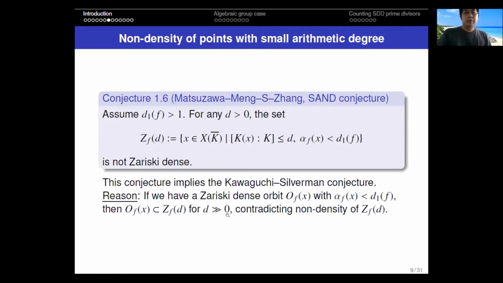And so this contradicts the non-density of Z_f(d) if the SNND conjecture is true. So this conjecture implies the Kawaguchi-Silverman conjecture.